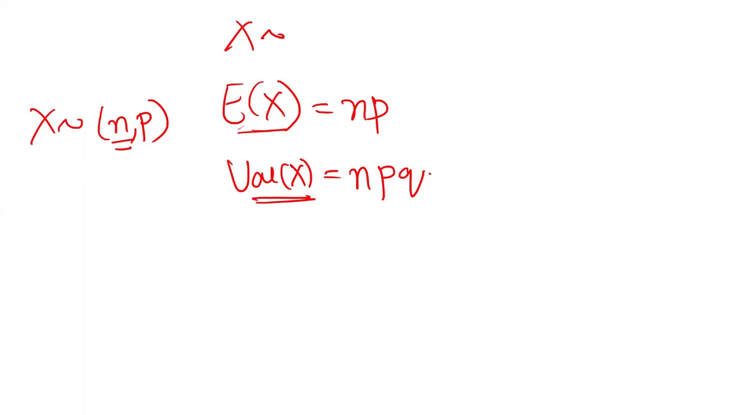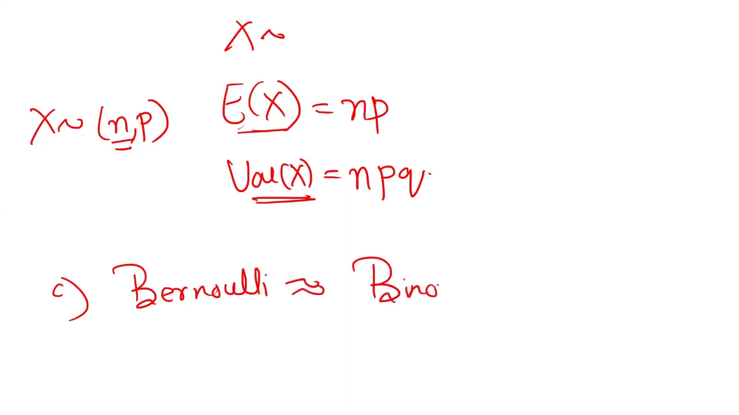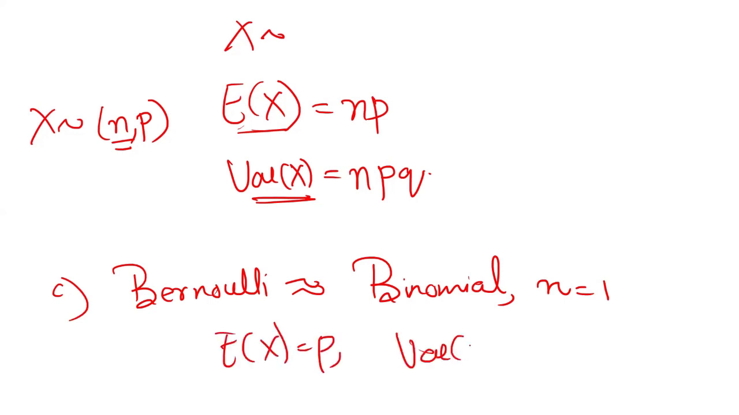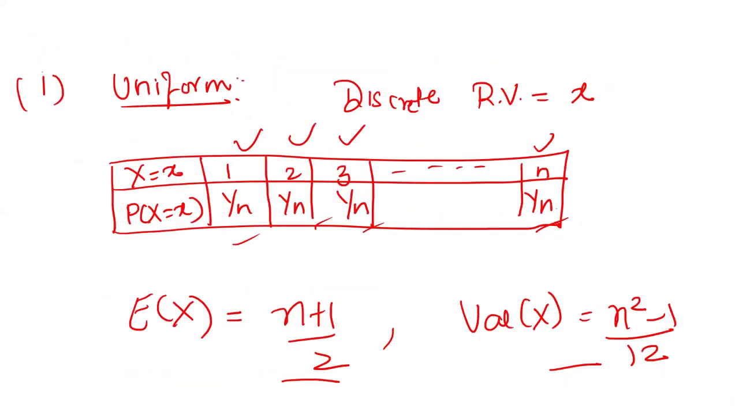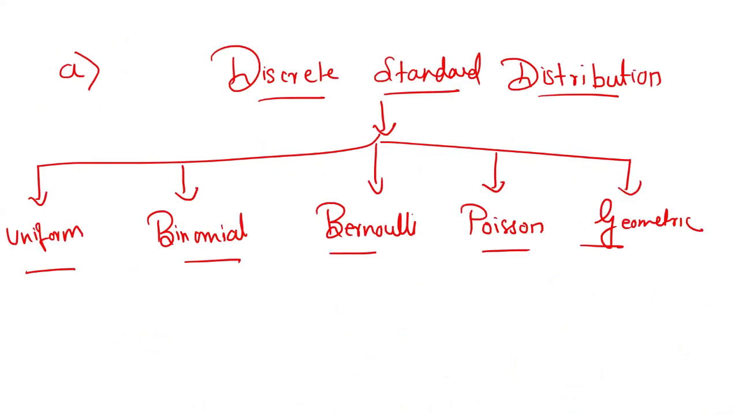Next, you talk about the Bernoulli distribution. The C part is the Bernoulli distribution. Bernoulli is nothing else than binomial distribution with N equal to 1. Hence, the expectation of X becomes P and the variance of X becomes PQ.